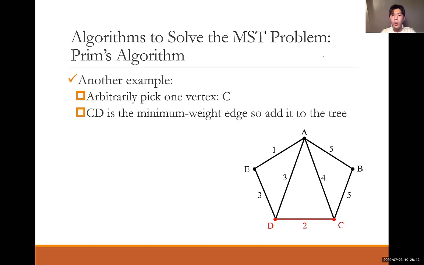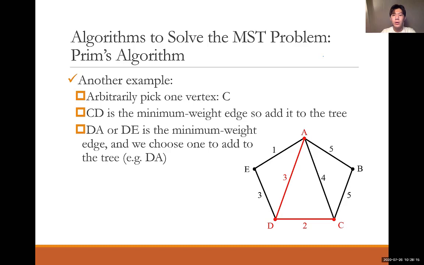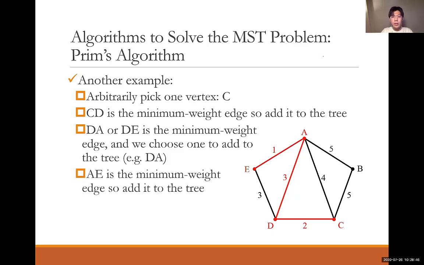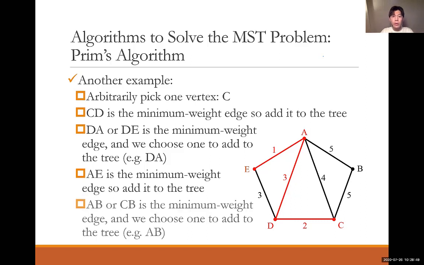And then we may go one step further. We're not sure here, because the edges DA and DE weigh the same, and they are both the minimum weighing edge. So we can pick one of them. We can either pick DA, as I have shown in the slides, or we can pick DE. It's totally up to you. In this example, I will pick DA. Then we can see A is the next vertex. And finally, we can pick AB or CB to include B in our tree. And then finally, it is our minimum spanning tree.